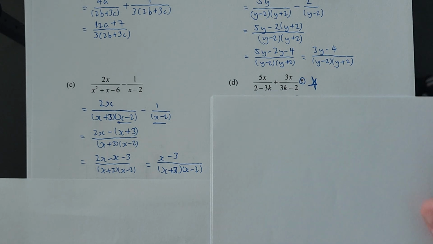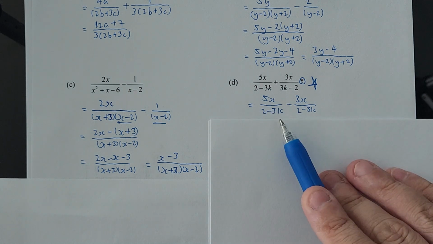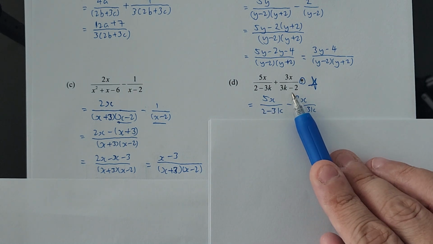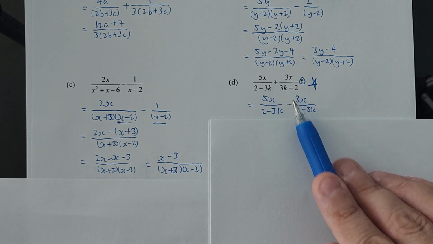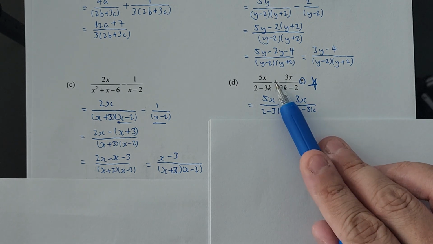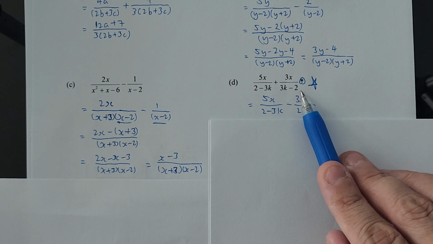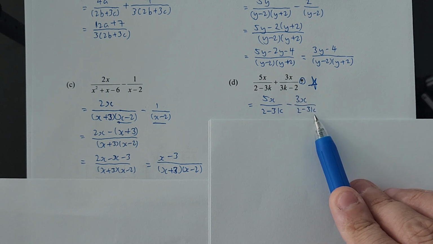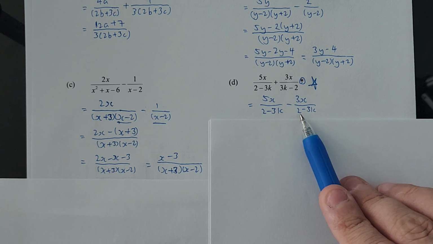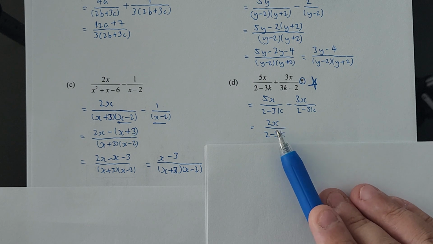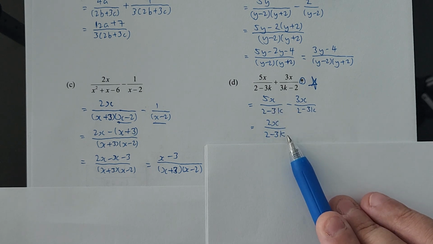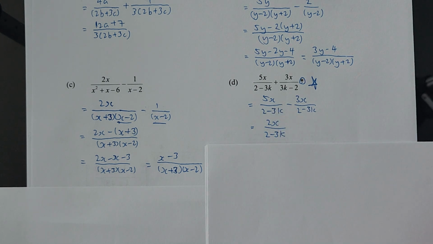So in this case, you can change the sign of the denominator by factorizing out a negative one. So this positive becomes negative, and the 3x minus 2 becomes 2 minus 3x. Now you see the denominator is the same already. I just need to subtract the numerators. 5x minus 3x is 2x over 2 minus 3x.